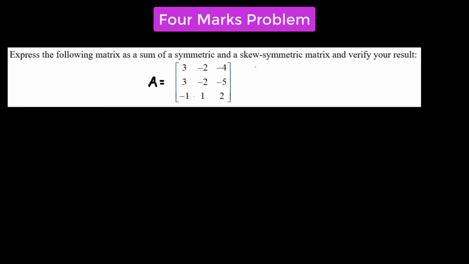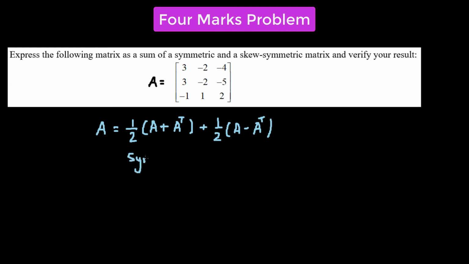Whenever we have to express any matrix as the sum of a symmetric and a skew-symmetric matrix, this is the form that it needs to have: half of A plus A transpose, plus half of A minus A transpose. The first half will be the symmetric part, and the second half is going to be the skew-symmetric part. So we have to find out the symmetric part first.